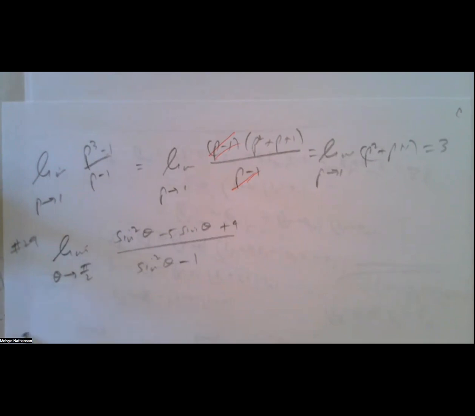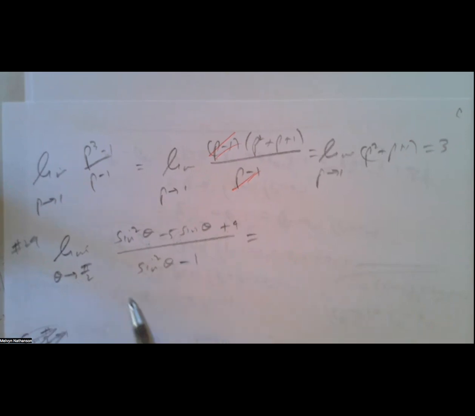Now, sine of pi over 2 is equal to 1. So as theta goes to pi over 2, sine squared theta goes to 1, minus 5 sine theta goes to minus 5, plus 4. You get 1 minus 5 plus 4, you would get 0 in the numerator. But in the denominator, you get 1 minus 1, which is also 0. That's 0 over 0. So to calculate the limit, you have to simplify this somehow.